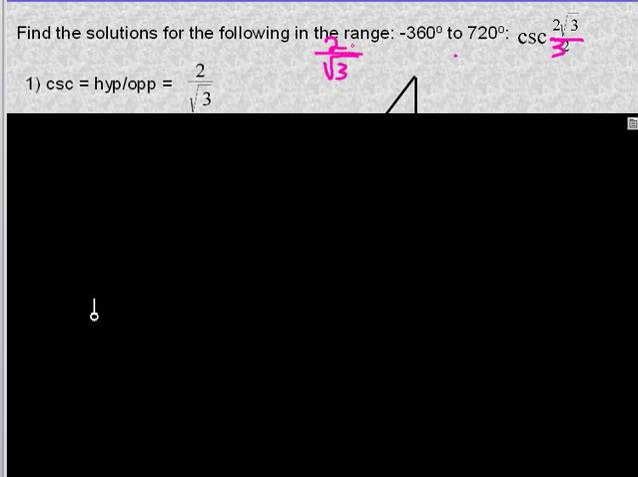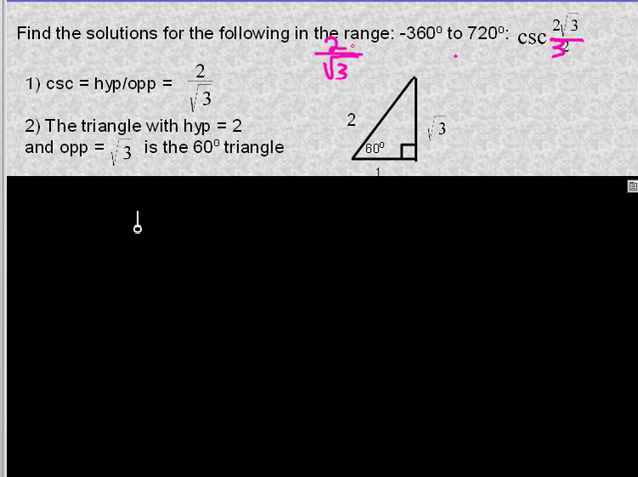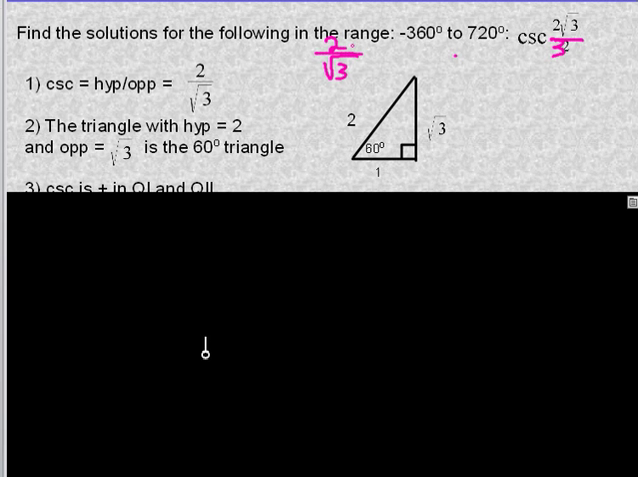So cosecant is hypotenuse over opposite. We're starting out just like we did yesterday, and we're just going to add a step at the end. Hypotenuse over opposite. So which triangle has a hypotenuse of 2 and an opposite of square root of 3? It's going to be our 60-degree triangle. This is positive, so it's going to be the positive quadrants, and our answer will be in degrees because the range I give you is in degrees.